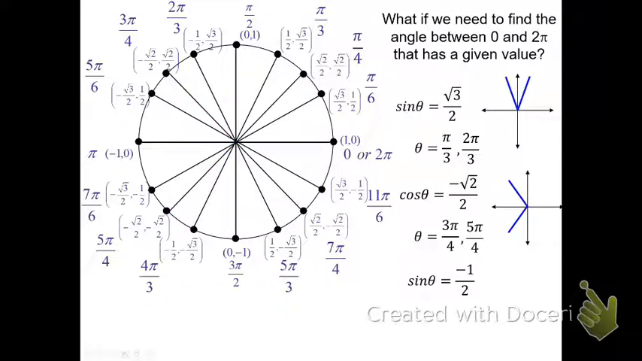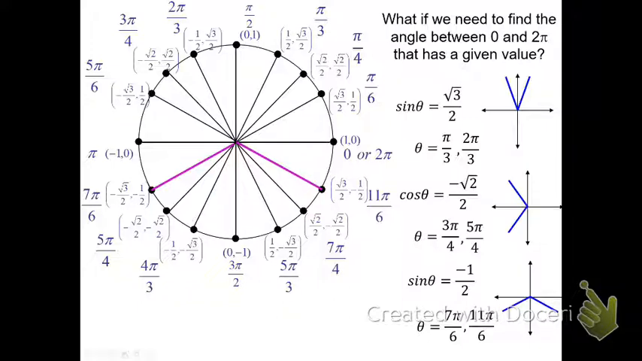Let's try one more. Try to find where the sine of theta is going to be negative 1/2. Well, sine is a measure of the y values. There's two places on the unit circle where the y is negative 1/2. It's at 7 pi over 6 and 11 pi over 6. So my sketch would look like this. And then those two angles become my thetas. Theta can be 7 pi over 6 or 11 pi over 6.